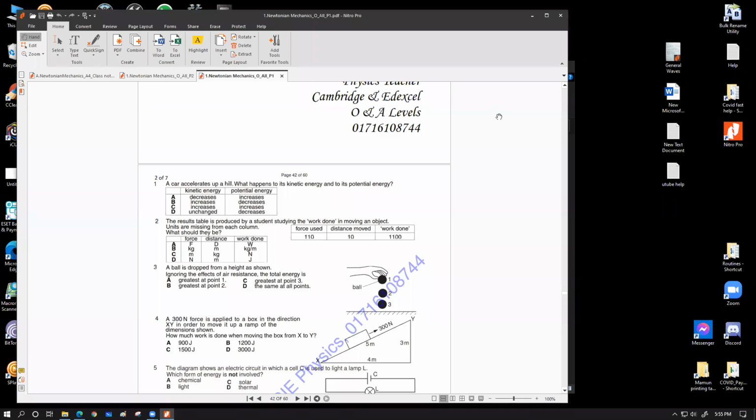So we started the recording. This is the worksheet solution class for the work energy power chapter, and we'll pick up problems and let's go ahead and try to solve this.